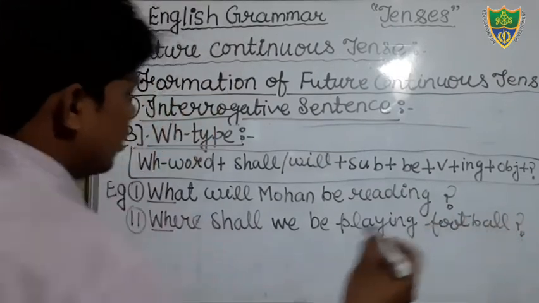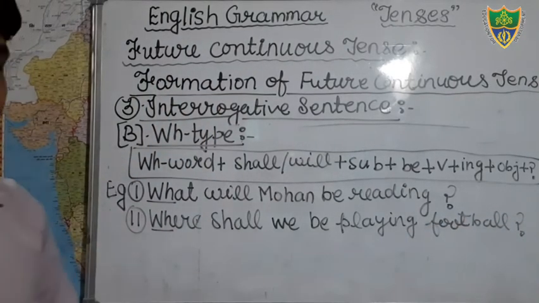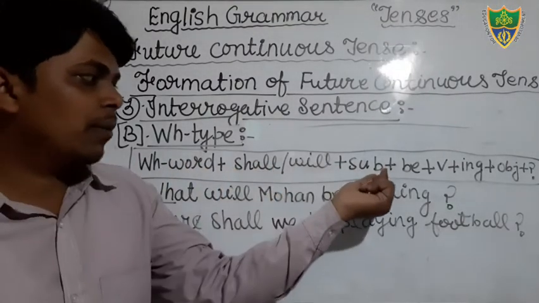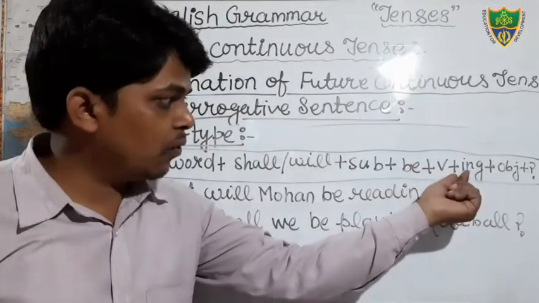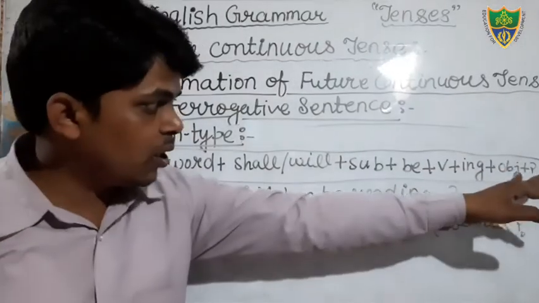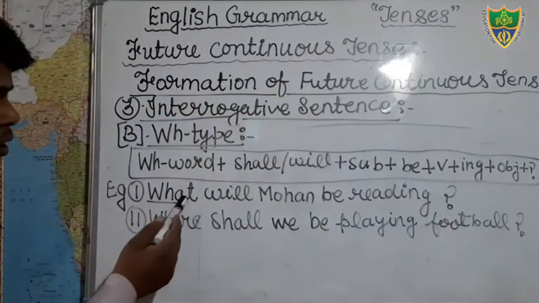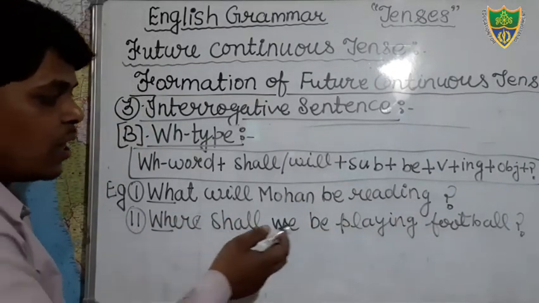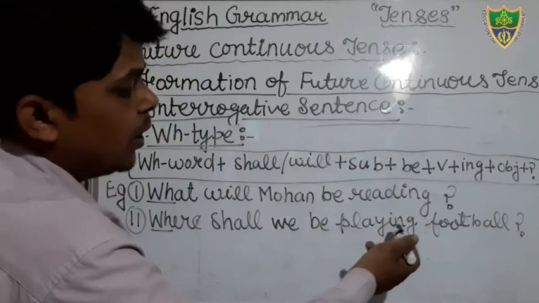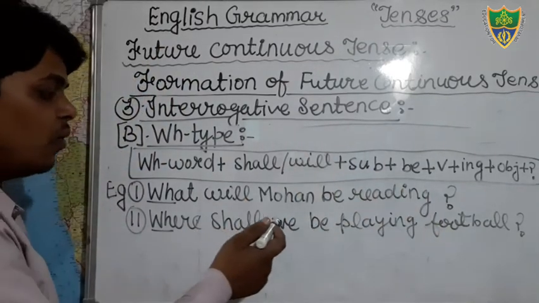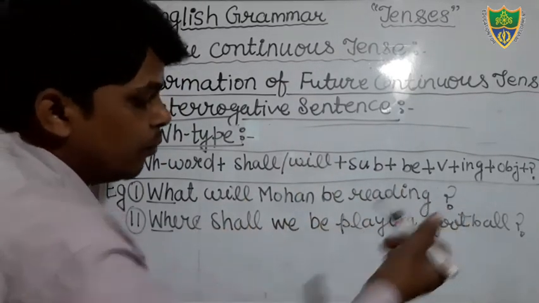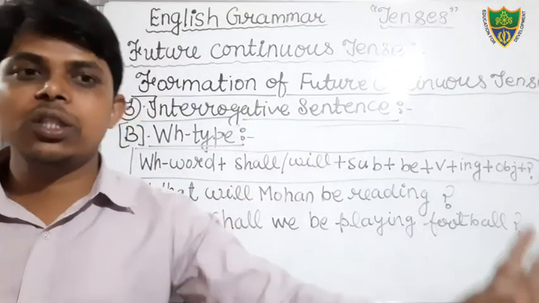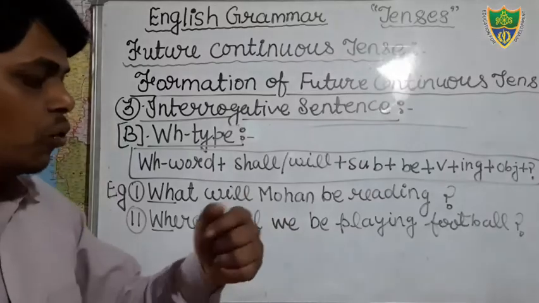You can see these two sentences are based on the WH type structure: WH word, shall or will, subject, be, then verb plus ing, then object, then question mark. What will Mohan be reading? Where shall we be playing football? Students, I hope that you all have understood this structure. You can write it in your notebook.